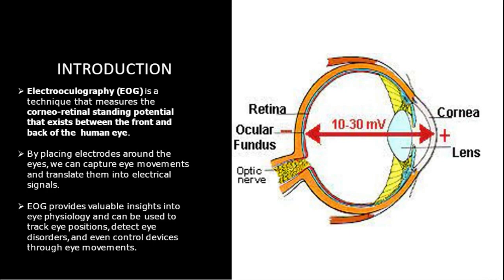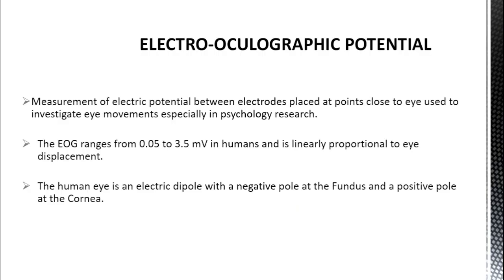So as we can see, the cornea is the positive side and the retina or the fundus, the ocular fundus, is the negative side. So we can place electrodes around the eyes and we can capture the movements, which can be translated into electrical signals. And we can detect eye positions, which can lead to detection of eye disorders. And we can even control devices with such eye movements.